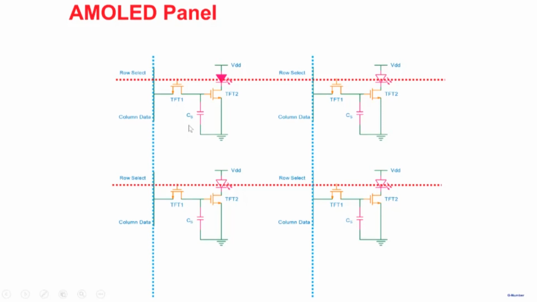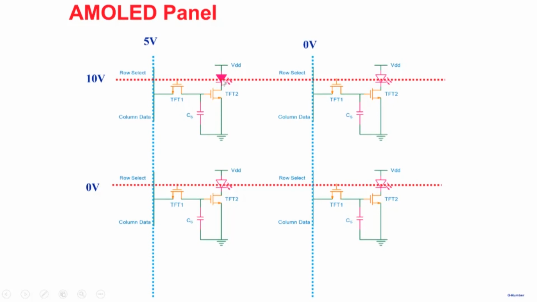Again, we do row by row. Let's say we have selected row number 1, the first row. To select it, we apply a high voltage here, let's say 10 volts. What this 10 volts will do is turn this transistor on. It's like a switch. So this particular transistor will be on, and this particular transistor will be on here, right? So both these transistors are on.